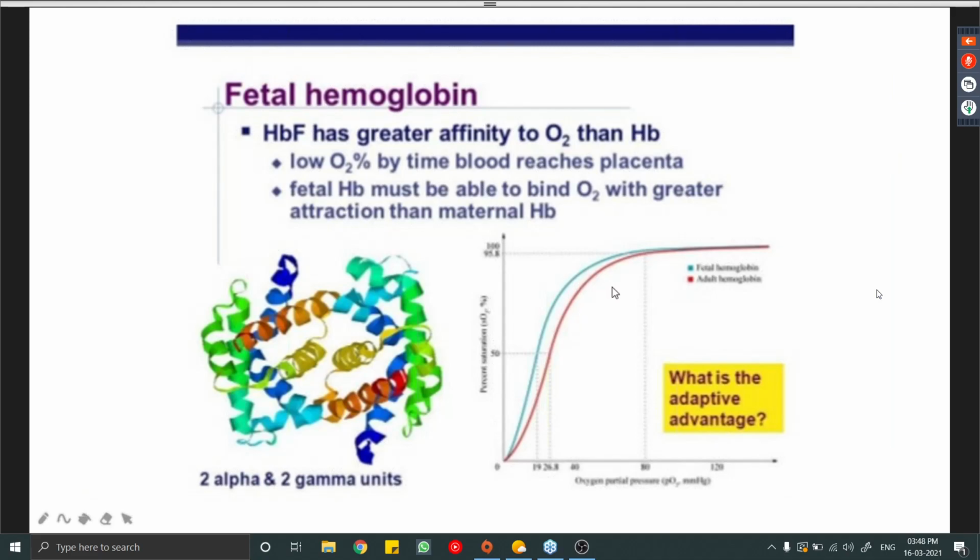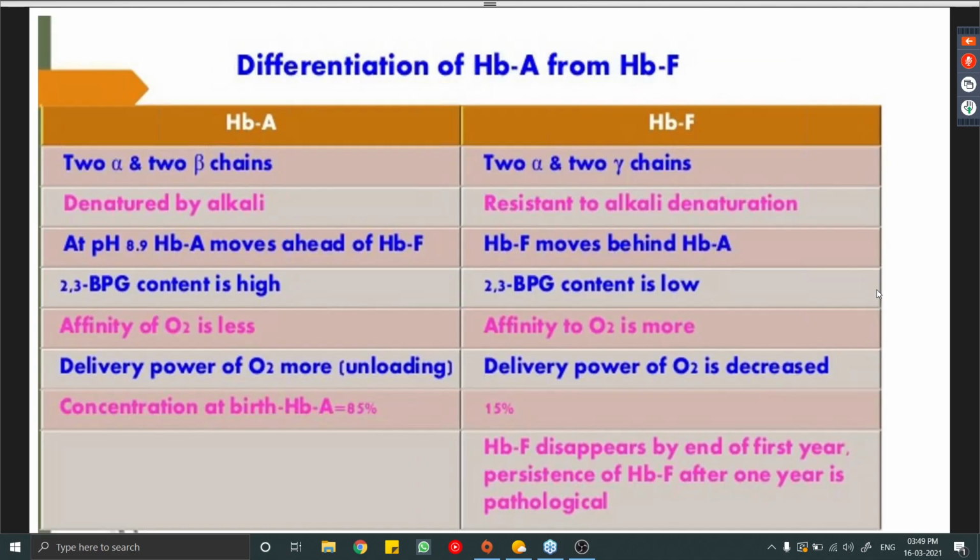So again, you can see the curve has shifted. HbF has greater affinity to oxygen than adult hemoglobin. There is a low oxygen percentage by the time blood reaches the placenta, and this is the shifting. This is fetal hemoglobin. The curve shifts toward the left. And what is the adaptive advantage? It helps in the delivery of oxygen from maternal blood to the fetal blood, because of its higher affinity towards oxygen.